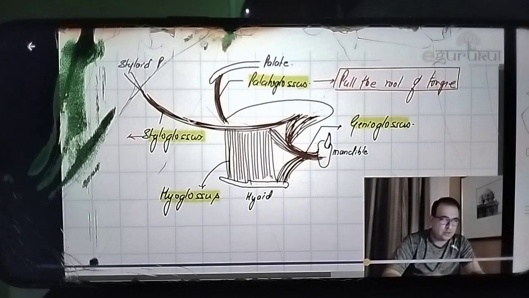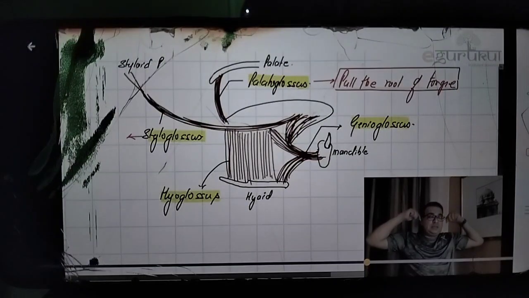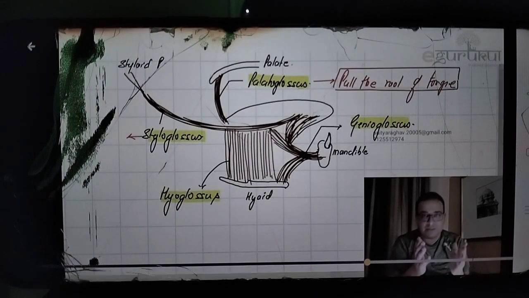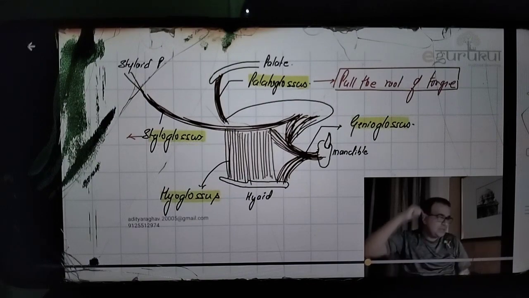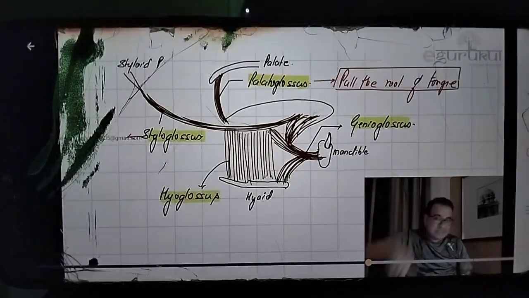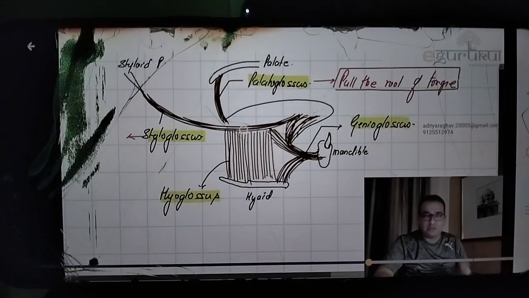If you look at the direction of the styloglossus muscle, it comes to the side. I told you extrinsic muscles come from the side. Intrinsic muscles are more inside; extrinsic muscles are more on the sides. The styloglossus muscle comes from the styloid process and goes to the side of the tongue, in fact even more lateral than hyoglossus. It's very much on the side here.